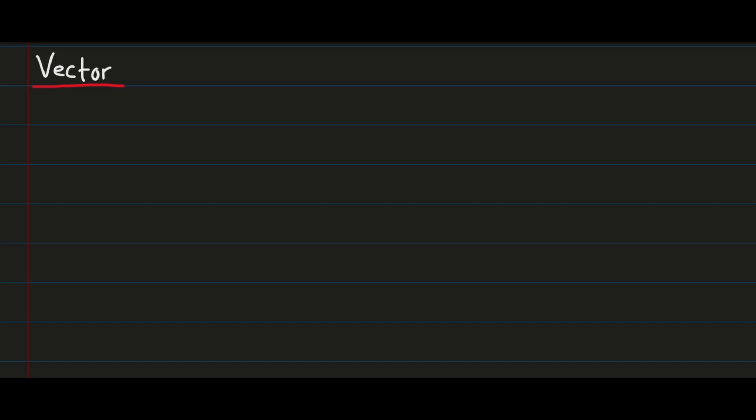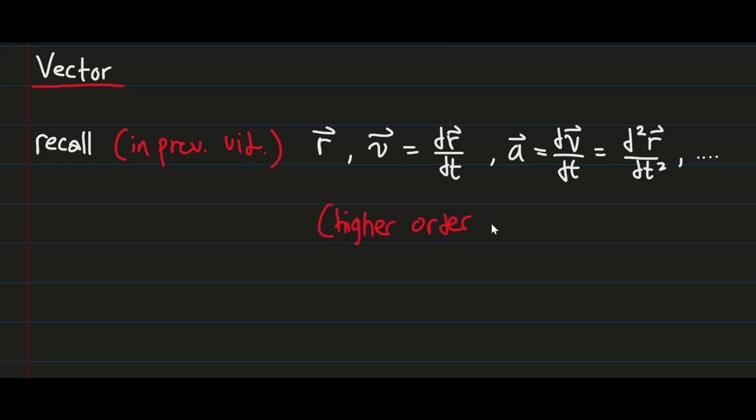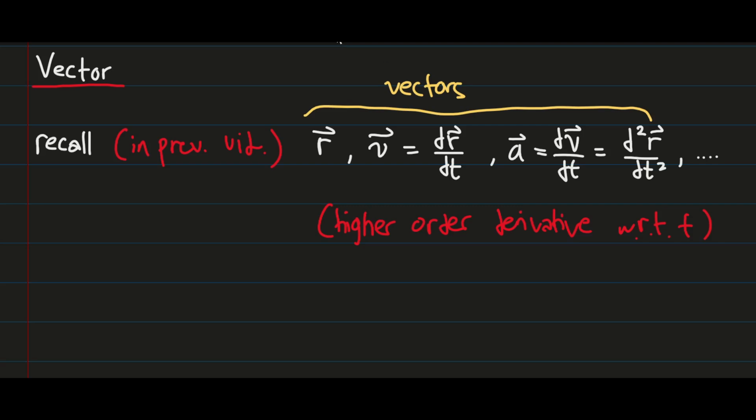So, what is a vector? Recall that in the previous video, I told you about position, velocity, acceleration, and their higher-order derivatives with respect to the time parameter or variable. Those three, or the higher orders themselves, are all vectors. Now we look at the position vector.